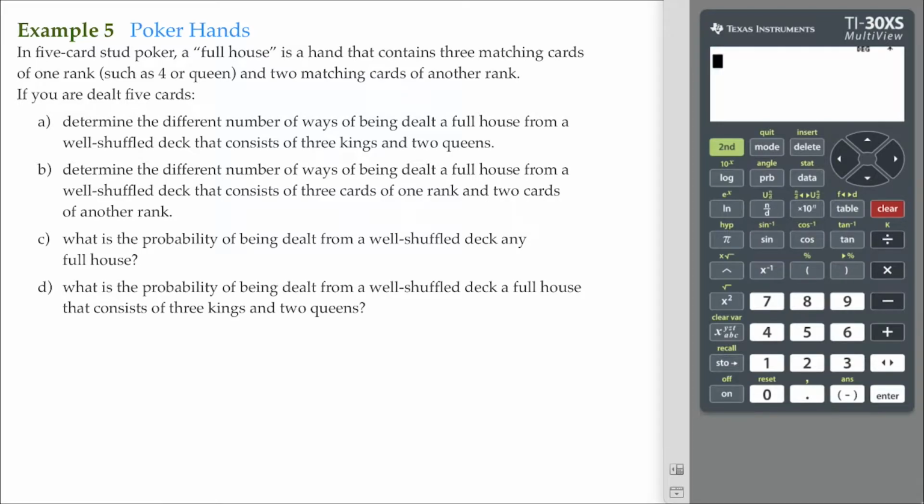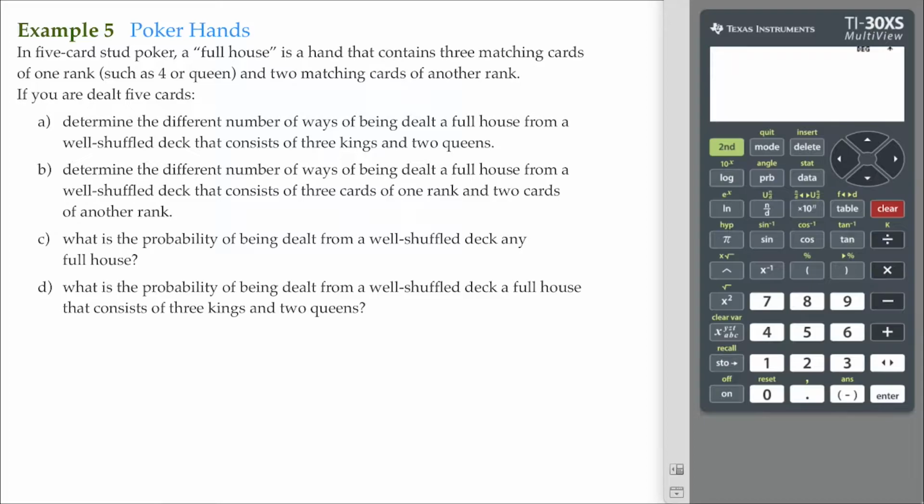So A, it says, determine the different number of ways of being dealt a full house from a well-shuffled deck that consists of 3 kings and 2 queens. Now, keep in mind that these examples are designed to get the student to think clearly. So accompanying this example is a graphic of a deck of playing cards within the lesson that shows the different playing cards by rank and suit. So we want to get 3 kings and 2 queens. So there are 4 kings and there are 4 queens, and they're broken up by their suit.